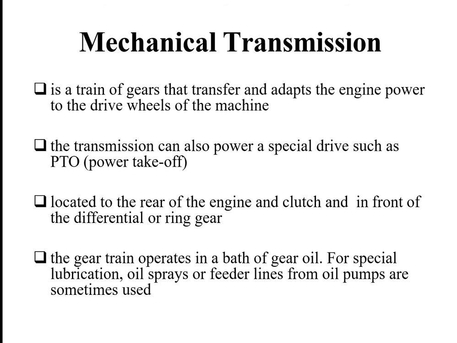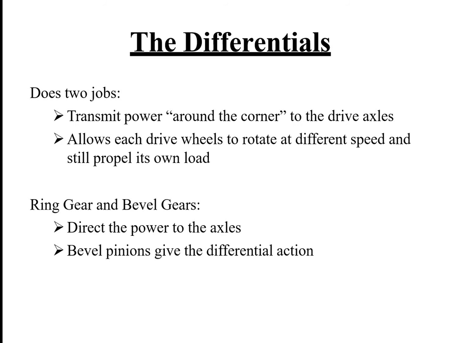The transmission, first, is the train of gears that transfers and adapts the engine power to the drive wheels of the machine. Second, the transmission can also power a special drive such as the PTO. Third, it is located to the rear of the engine and clutch and in front of the differential or ring gear. And fourth, the gear trains operate in a bath of gear oil for lubrication; oil spray or feeder lines from an oil pump are sometimes used.